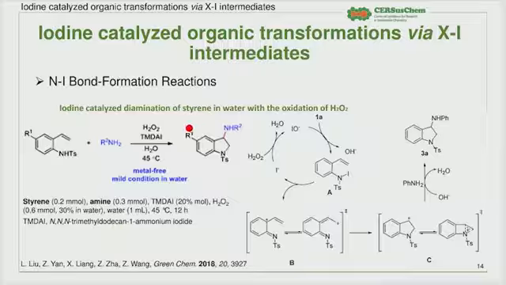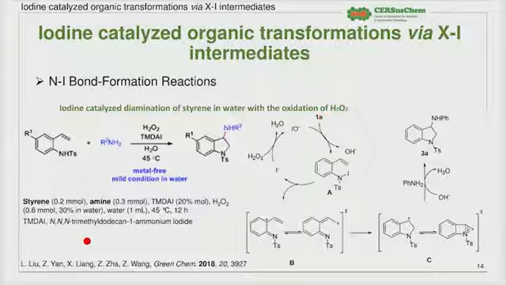Okay, with this I will move into the second part of this talk, where I will talk about nitrogen-iodine bond formation as an intermediate leading to the product. The article which I selected for this topic is by Wang and collaborators, with the title "Iodine-catalyzed diamination of styrene in water with oxidation by hydrogen peroxide."